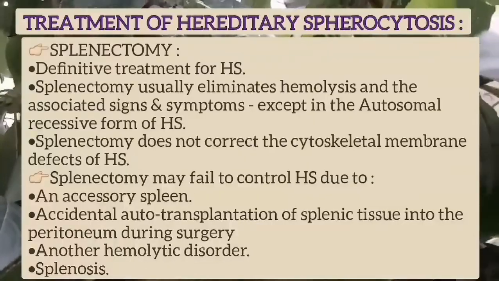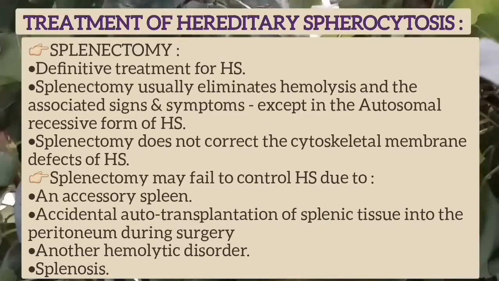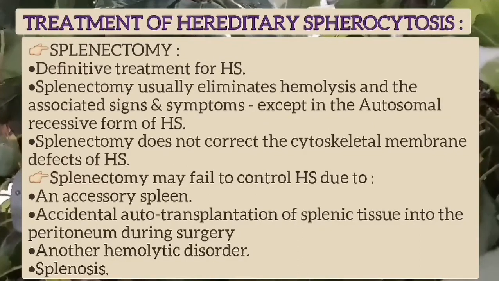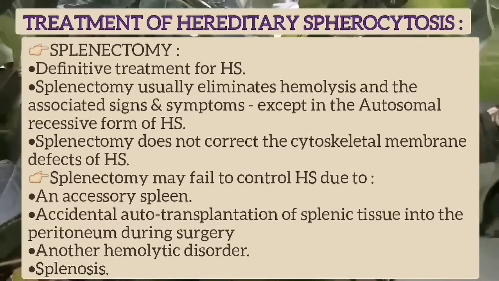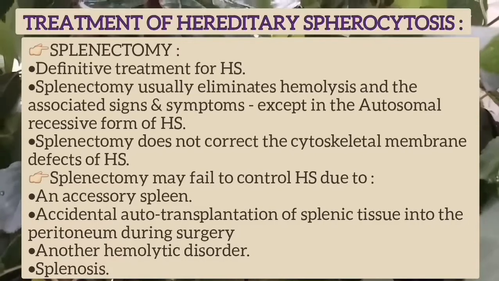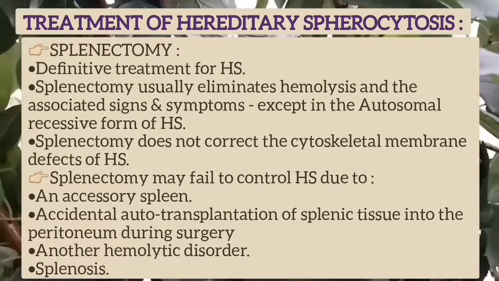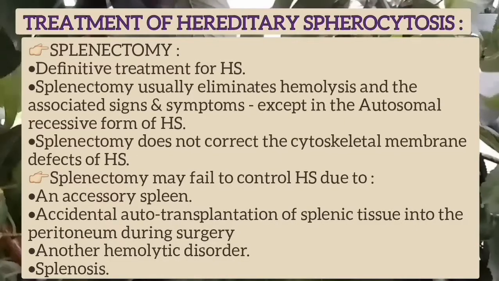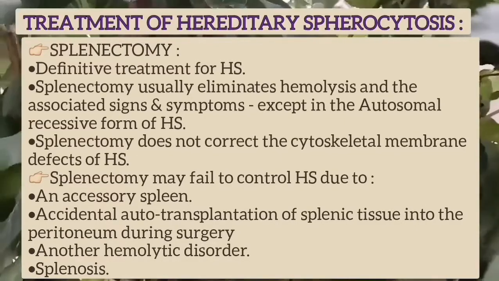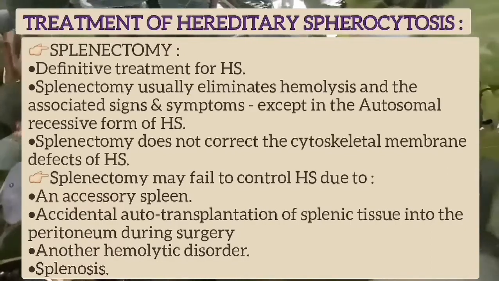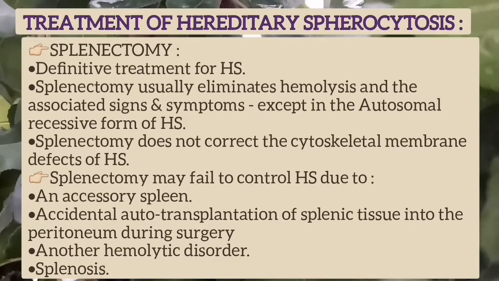Now, splenectomy is the definitive treatment for hereditary spherocytosis. It usually eliminates hemolysis and the associated signs and symptoms except in the autosomal recessive form. However, it does not correct the cytoskeletal membrane defects of hereditary spherocytosis. Now, splenectomy may fail to control hereditary spherocytosis due to an accessory spleen, accidental autotransplantation of splenic tissue into the peritoneum during surgery, or another hemolytic disorder, or because of splenosis.